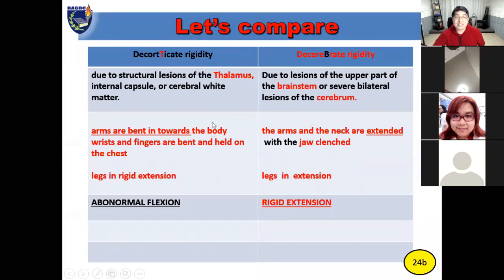Okay, as a whole, decorticate rigidity is described as abnormal, sorry for that wrong spelling, abnormal flexion, and decerebrate rigidity, it's abnormal extension, okay? So decorticate, abnormal flexion, decerebrate, abnormal extension. Decorticate, problem in the thalamus, decerebrate, problem in the brainstem and cerebrum, okay?